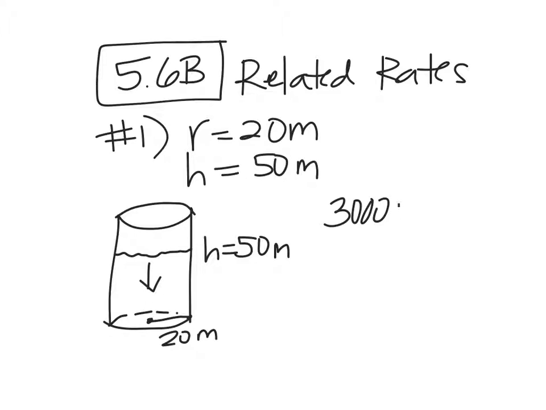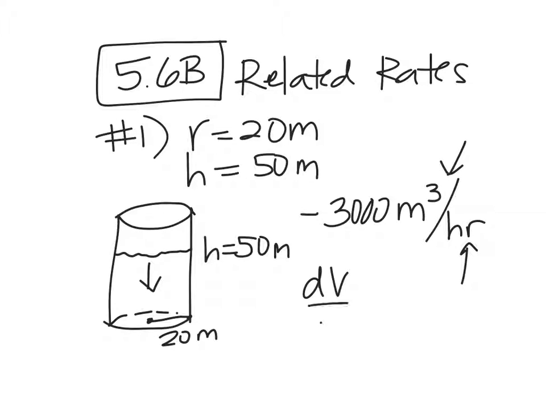But this is 3,000 cubic meters per hour. I always look at the rates they give me in the units. And by the way, it's draining, so it's negative. And so this is a change in volume over time. So this would be dV/dt. dV/dt is negative 3,000.